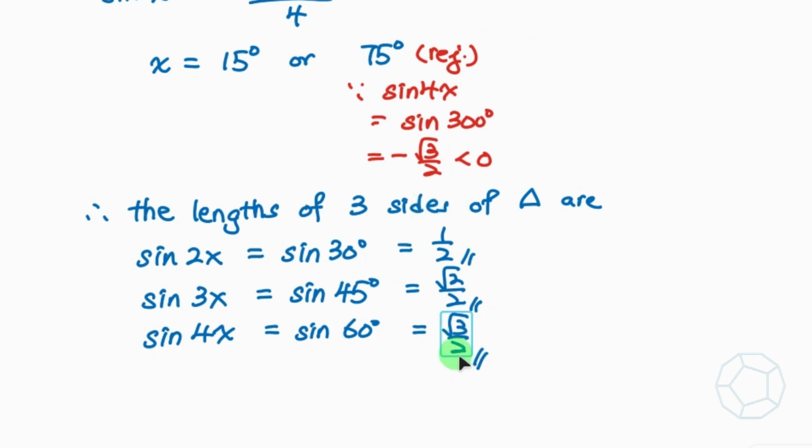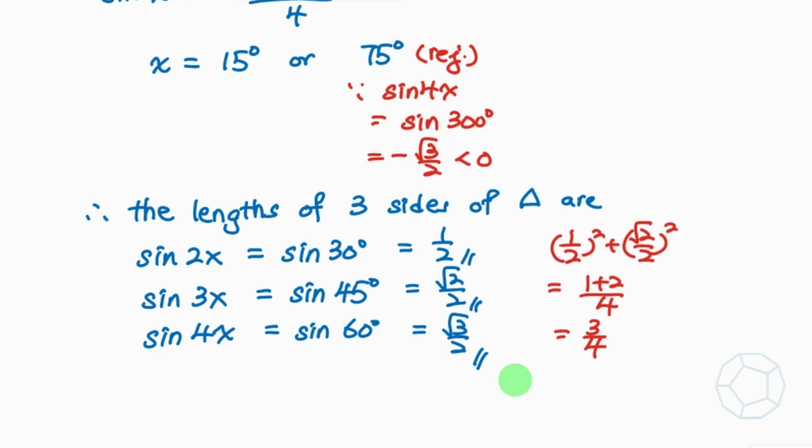Finally, let's double check these values to see whether they satisfy the Pythagoras theorem. For the two shorter sides, (1 over 2) squared plus (root 2 over 2) squared is equal to (1 plus 2) over 4, which is 3 over 4. While for the hypotenuse squared, this is also equal to 3 over 4. Therefore, these three values are correct, and that means x is equal to 15 degrees only.